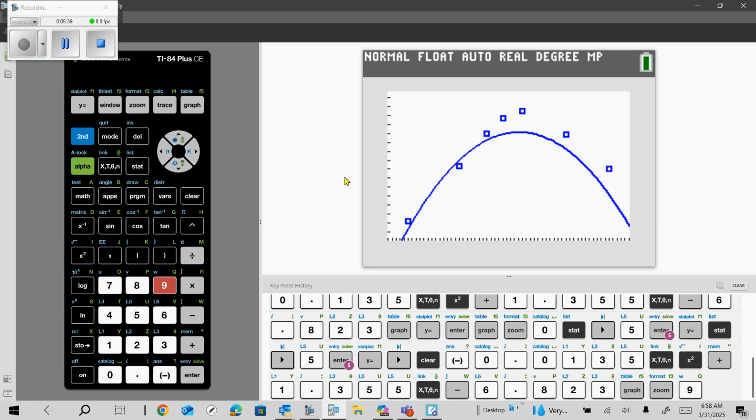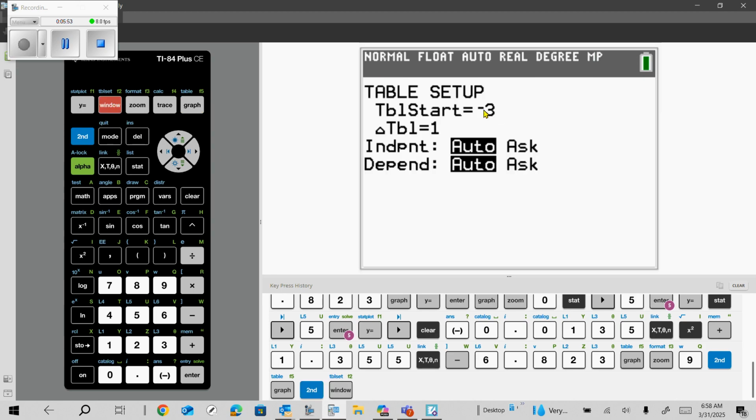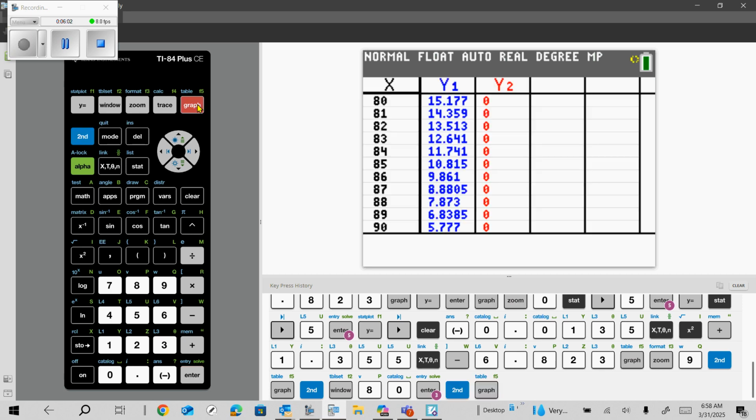So now they want us to predict at 80 miles per hour. So what we're going to do is go to our table, second graph. Now 80, that's a big number. Okay, x needs to be 80. So what you can do is go second window, table start, and we want it to start at, let's just say 80. Okay, and now we go back to our table, and there it is. So our prediction is 15.177.